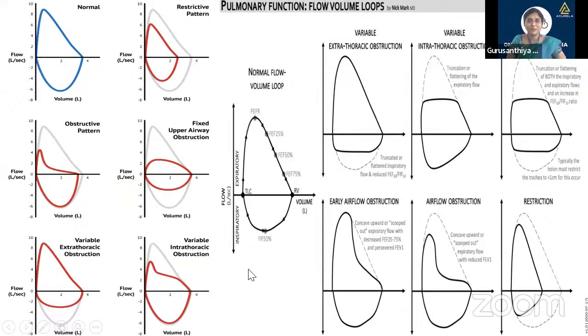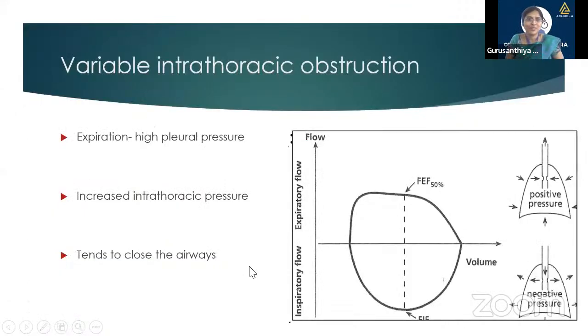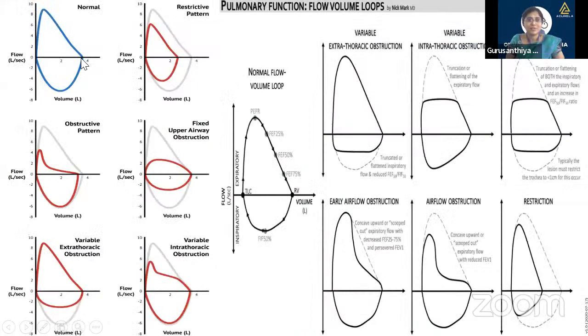As a postgraduate, I always wondered what I was going to do with this. So after reading for quite some time, I learned this is nothing more than understanding the subject. So here, this is a normal graph, which we have seen so many times from now. You are actually inspiring from the residual volume to total lung capacity and then expiring to the residual volume. What happens in case of an obstruction?